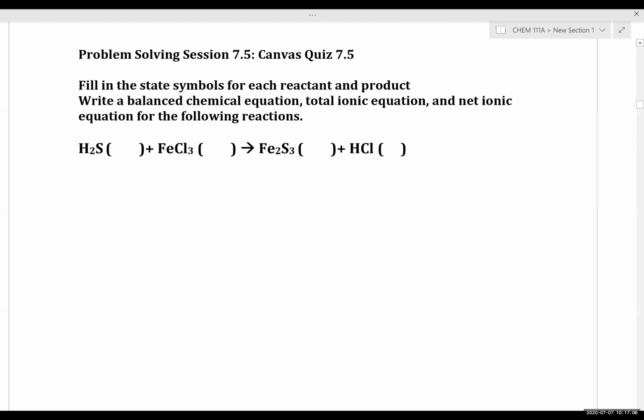And the proposed balanced equation that I see in the chat looks quite good. It's perfect. Hydrosulfuric acid is not on the list of strong acids that we looked at. So yes, hydrosulfuric acid would be considered a weak acid. Yep. Very good question. It's always important to consider that.